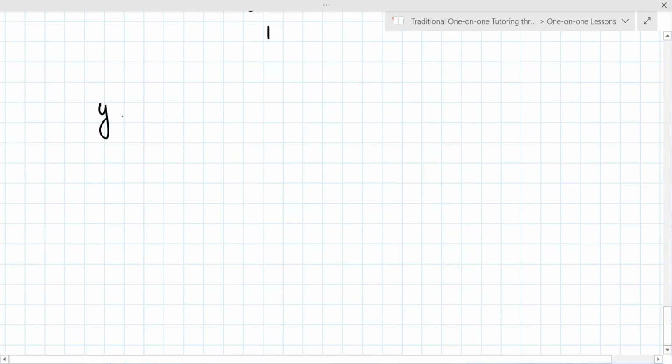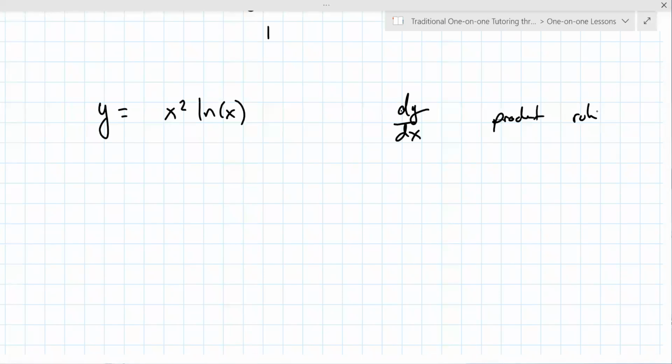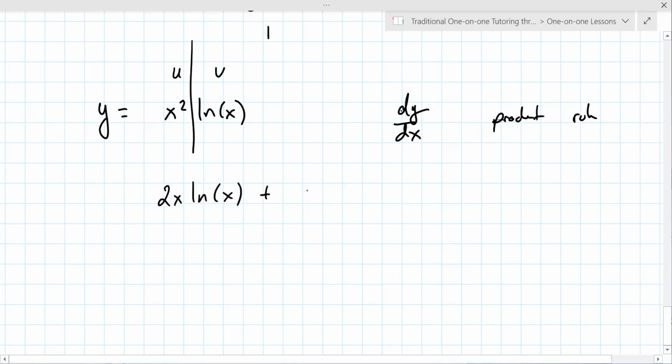But let's look at something like this. Let's say I give you x squared natural log of x, and I ask you to find dy dx. And this is a product rule problem. So this is your u and this is your v. You have to be able to break it apart like that, either visually or by writing it out this way. So then it's 2x ln x plus 1 over x squared?